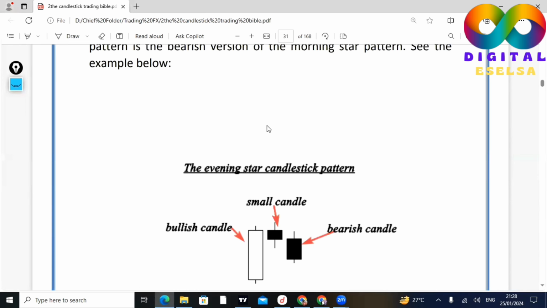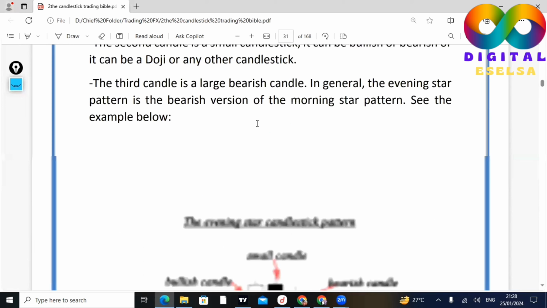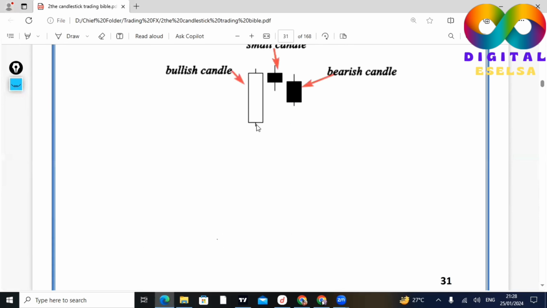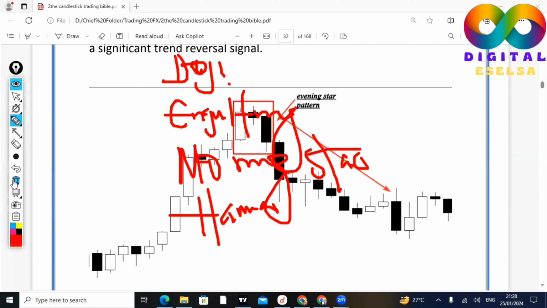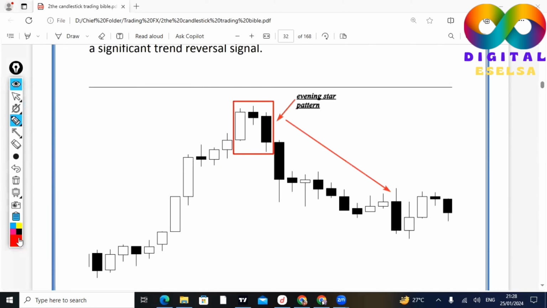We'll be communicating the evening star. How the evening star is. Are you seeing how the buyers were pushing the market up? The buyers were pushing the market up. Then the evening star formed. We are seeing a bullish candle, followed by this small candle.